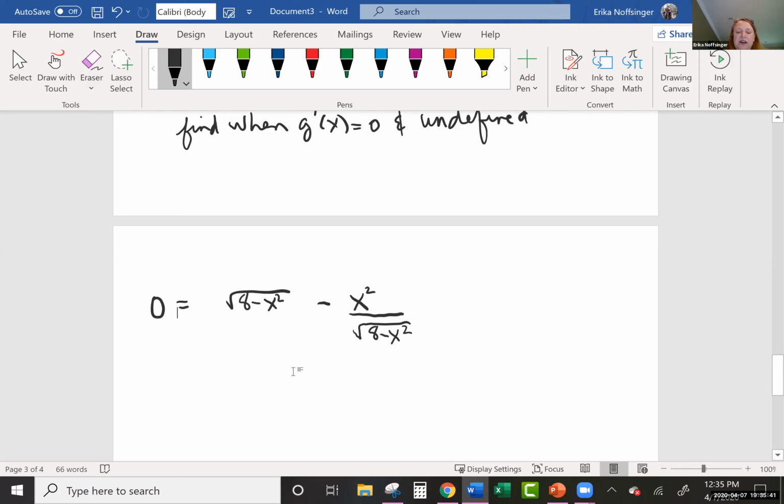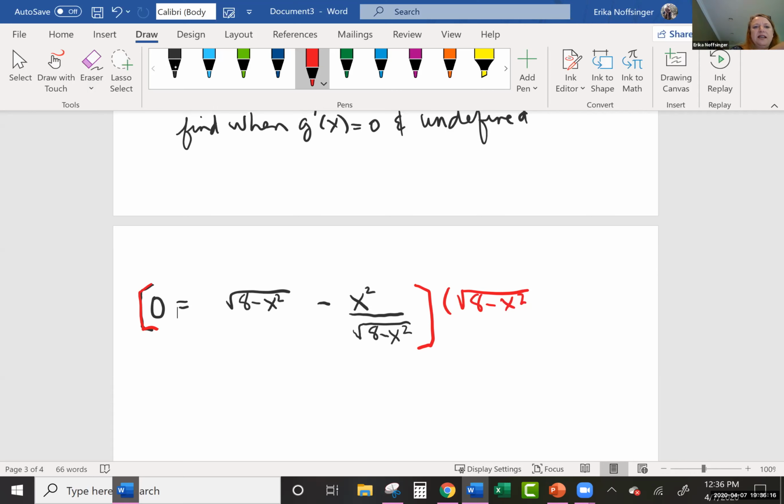Okay, so I also notice I have radicals, I have stuff in the denominator. I could multiply everything through by my denominator. I can do that because this is an equation. Whatever I do on one side, I do on the other to get rid of that denominator. Also notice that's going to help me get rid of this radical too at the same time. So let's clear the fraction by multiplying both sides of this equation by the square root of 8 minus x squared.